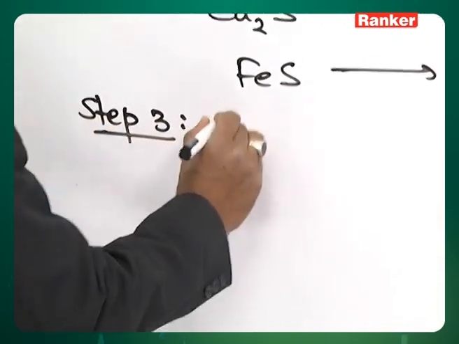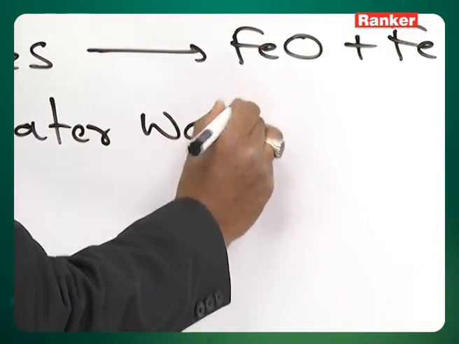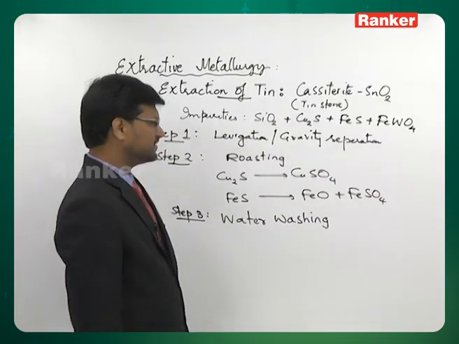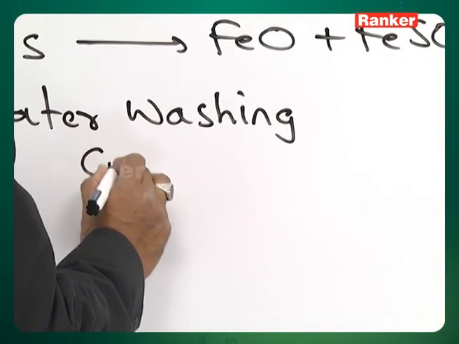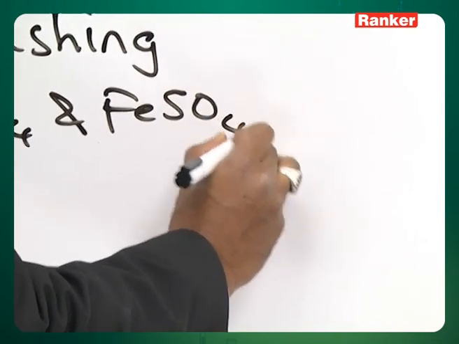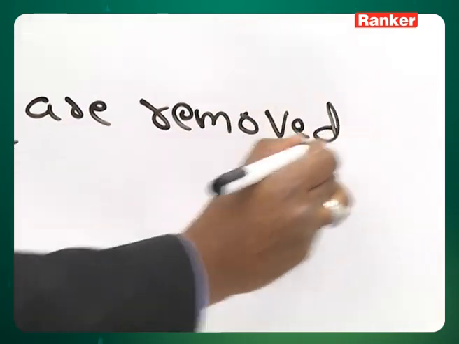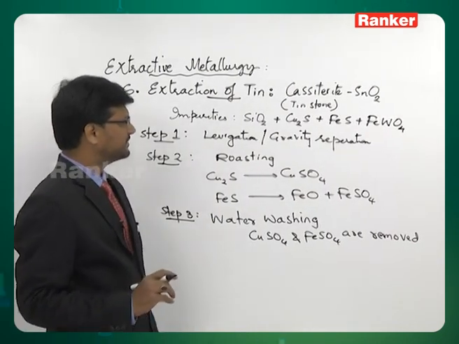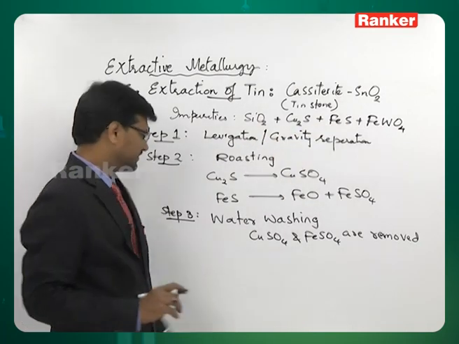Step 3 is water washing. Here we get rid of water soluble substances. Copper sulfate and ferrous sulfate, CuSO4 and FeSO4, are removed. They dissolve in water and are removed. Now we will be dealing mostly with FeO, SiO2, and tungstate.